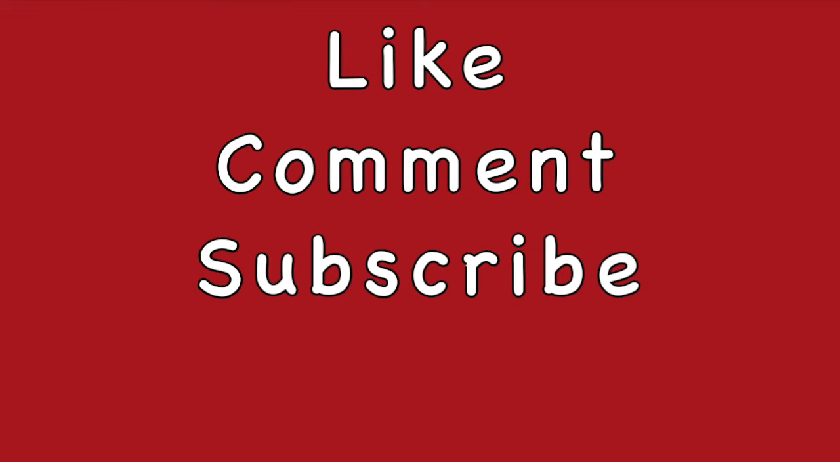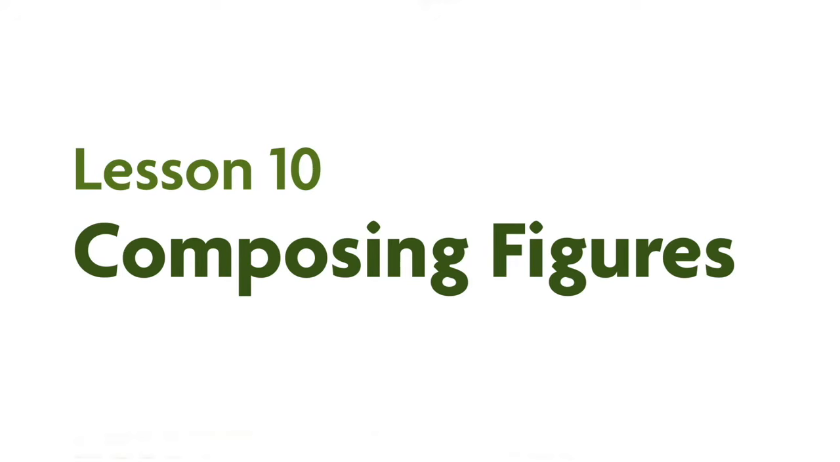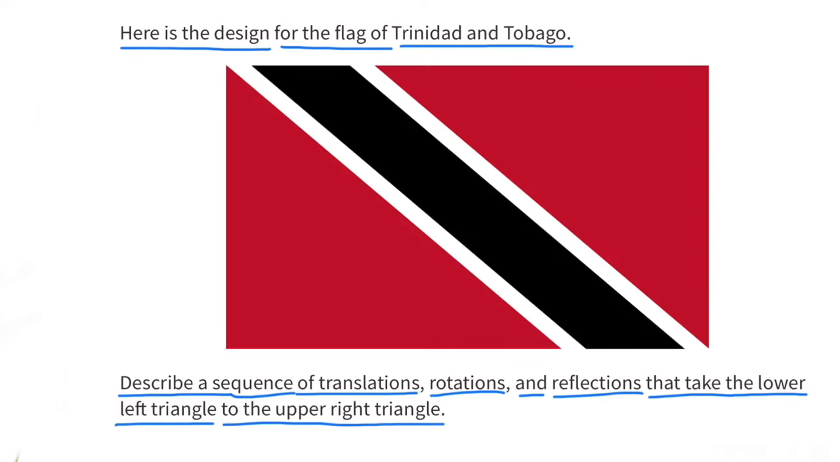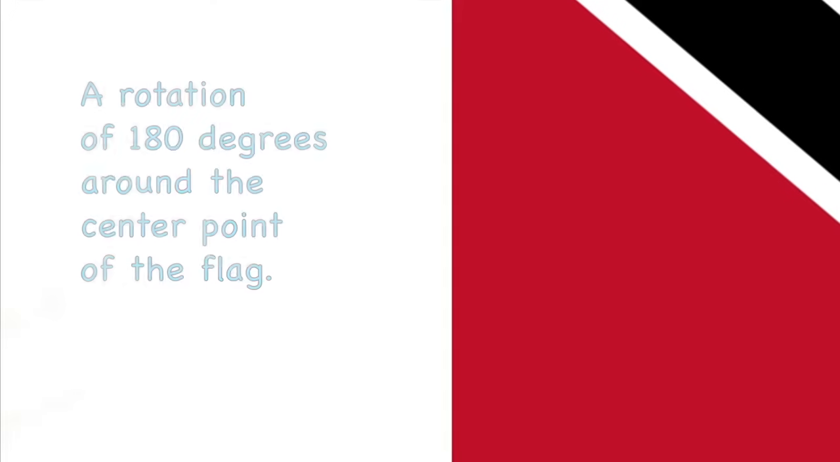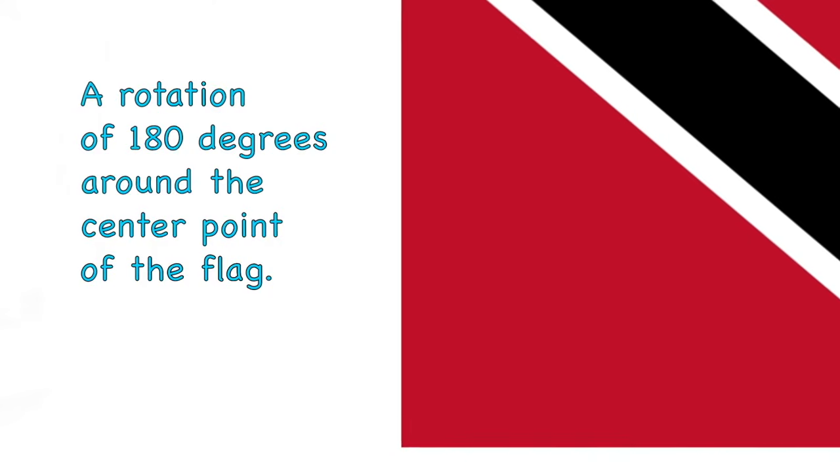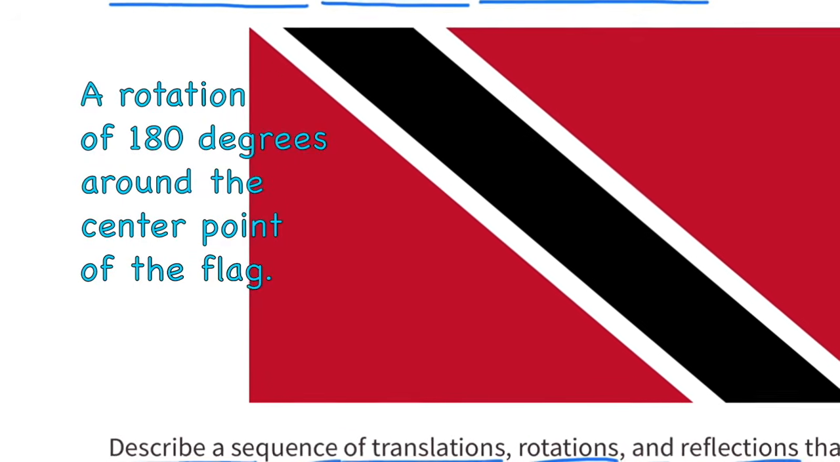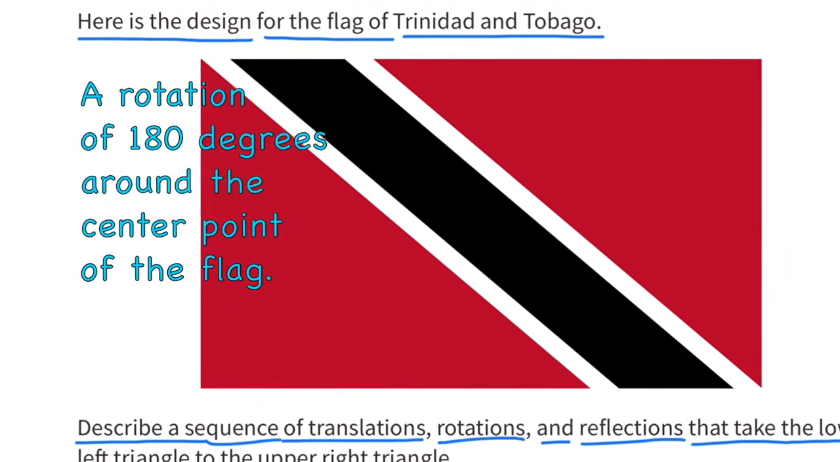8th grade, Unit 1, Lesson 10, Composing Figures. Number 1. Here is the design for the flag of Trinidad and Tobago. Describe a sequence of translations, rotations, and reflections that take the lower left triangle to the upper right triangle. A rotation of 180 degrees around the center point of the flag would take you from the triangle on the lower left to the triangle on the upper right.